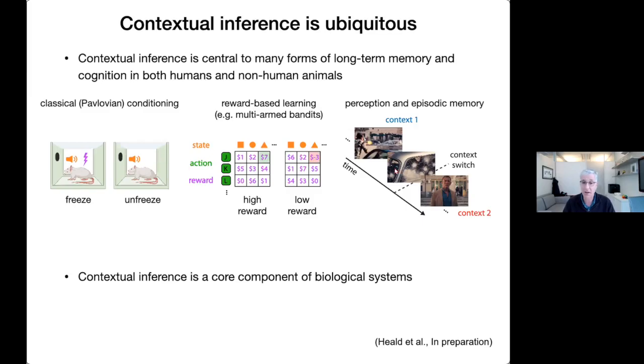Similarly, reward-based learning, and similarly, when you watch a movie, you break the movie down into different contexts or different parts automatically. And we think actually the contextual inference is core to all of biological learning, and we're trying to see whether the COIN model can be used as a unifying way to think about all these forms of learning.